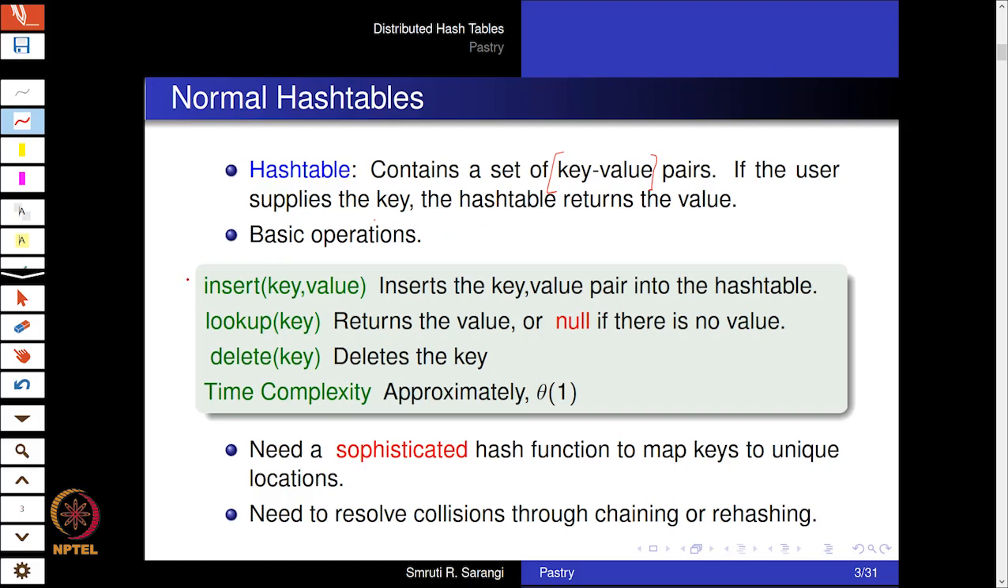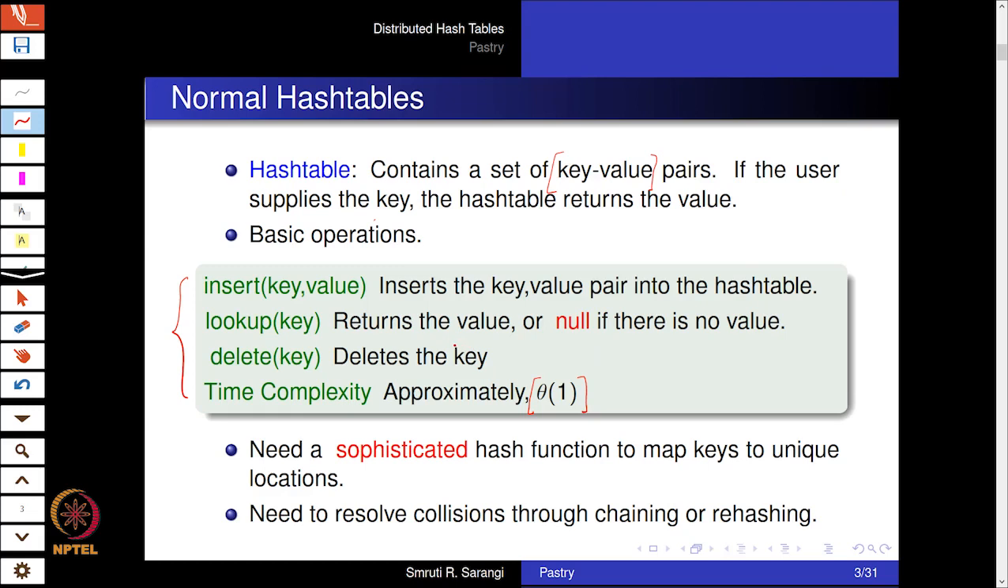There are several functions that a hash table supports. It supports the insert function: insert key value inserts a key value pair into the hash table. There is a lookup operation, so for a given key, it either returns the value or returns null if there is no value. And a delete key operation where we delete a key. Approximately all of these operations take a constant, theta 1, amount of time.